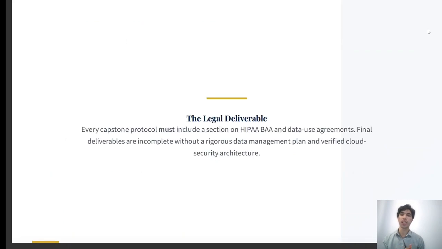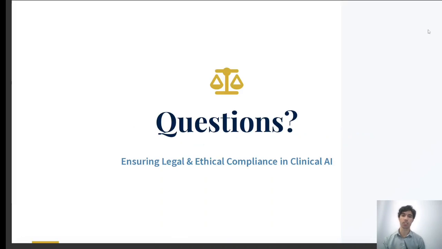So the final legal deliverable is that every capstone protocol must include a section on HIPAA, business associate agreements, and data use agreements. Final deliverables are incomplete without a rigorous data management plan and verified cloud security architecture. So these are all the things that we need to have in place in a central repository. So that's it for legal and ethical compliance in clinical AI.